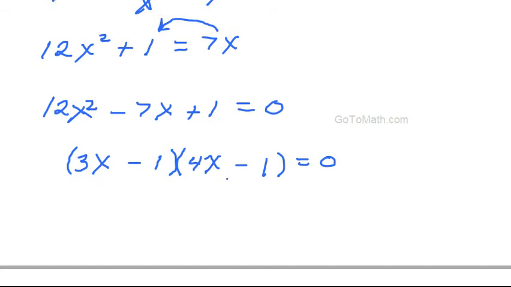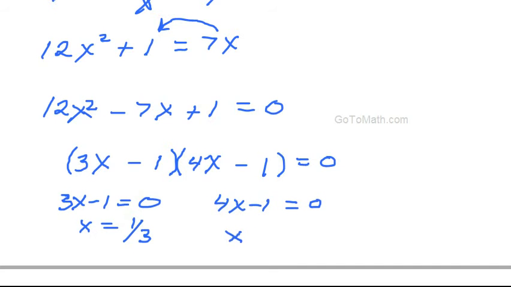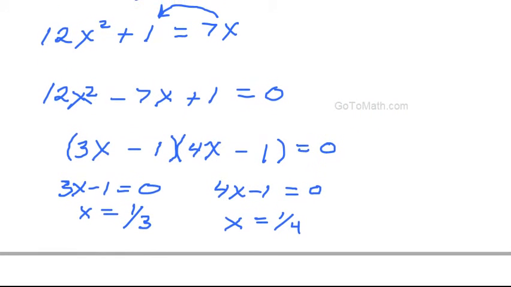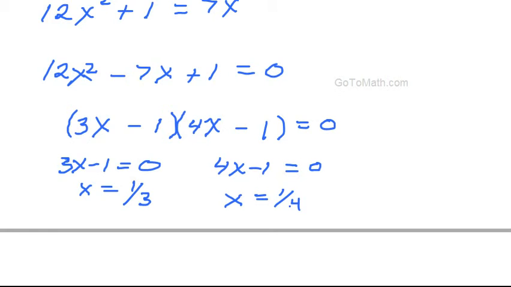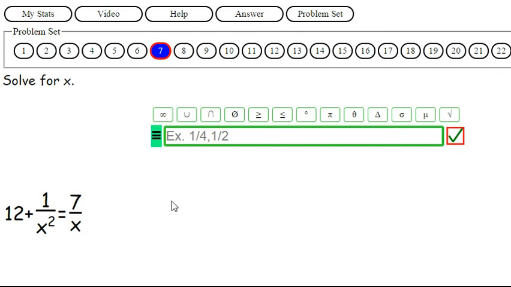So now what we want to do is set both these factors equal to 0 and solve for x. So we're going to end up with x is equal to 1 over 3. And then we'll do this one here. Set that equal to 0. x is equal to 1 over 4. This far in the game, you should know how to solve for x for these two linear terms. So we have 1/3 and 1/4.